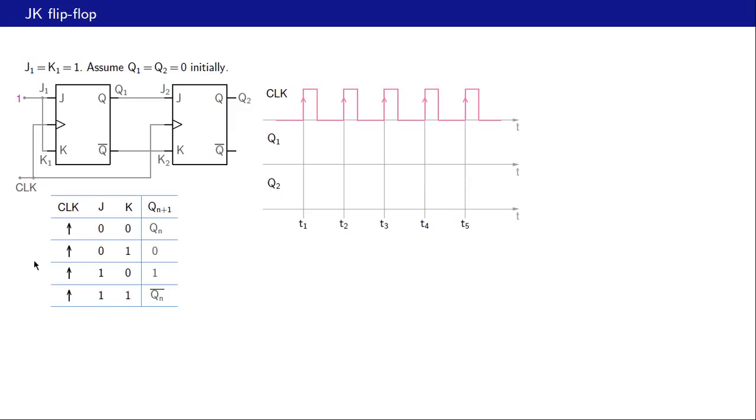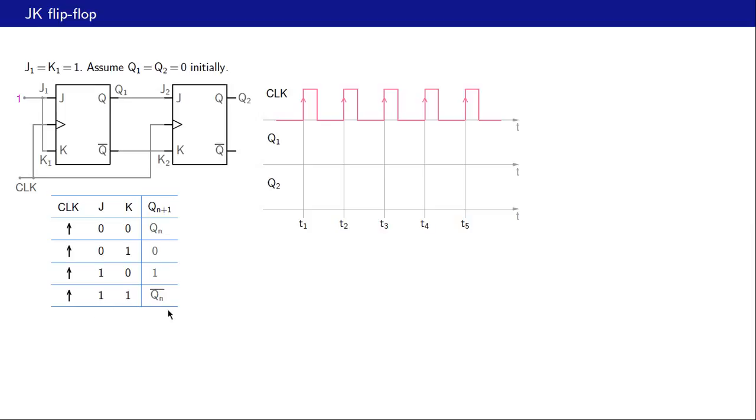Another example. Here are two flip-flops. They are edge-triggered flip-flops because we have this triangle here, and they are positive edge-triggered flip-flops because we don't have a circle just before the triangle. Alright, here is our problem. J1 and K1 are equal to 1, so these two inputs are tied together to 1, and we assume that Q1 and Q2 are both 0 initially, and then this clock is applied, and we want to figure out what Q1 and Q2 would look like with time.